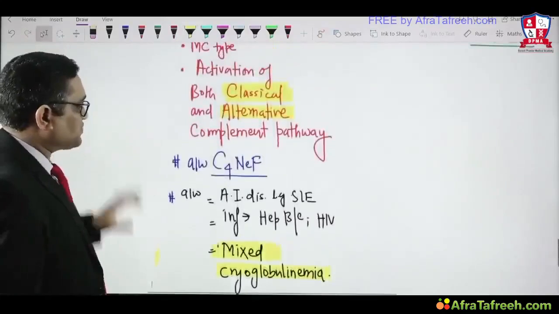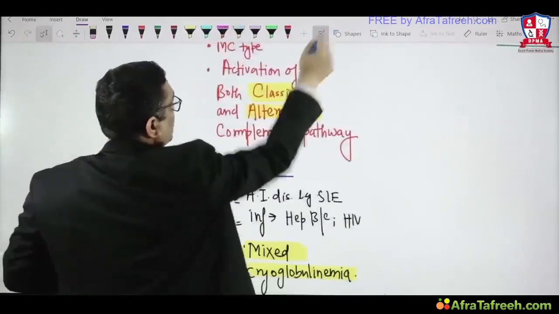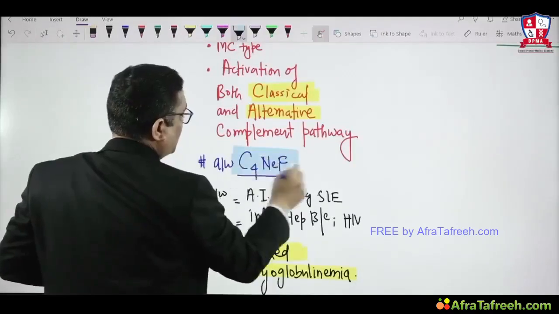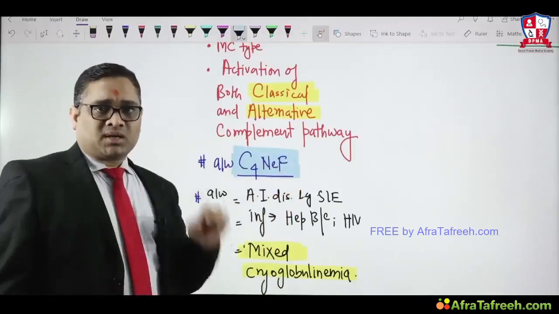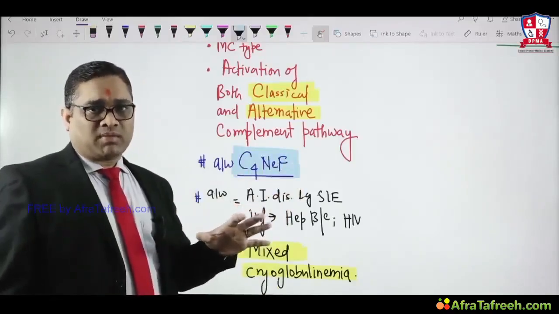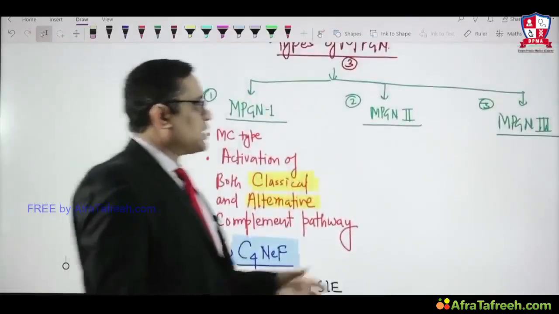Here we have to focus on one thing for future exams: the nephritic antibody C4NeF, which stabilizes C3 convertase, and that is why there will be hypocomplementemia. The complement pathway will be activated and they will have hypocomplementemia.